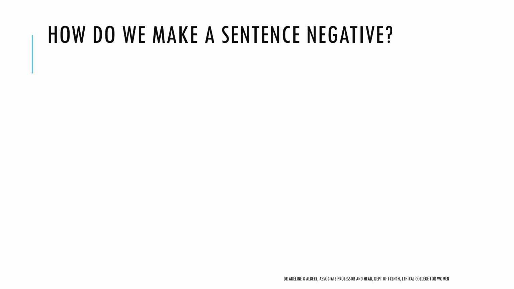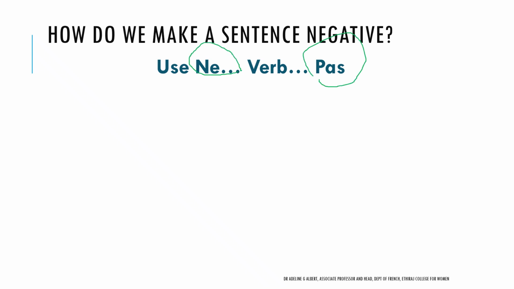The last thing we're going to look at here is how do we make a sentence negative? Remember this. We have to use ne in front of the verb and pas after the verb. Ne in front, pas after. Ne is like do, pas is like not. I do not study. In English it comes together. In French you split it. You put ne in front of the verb, alright, and pas after the word.